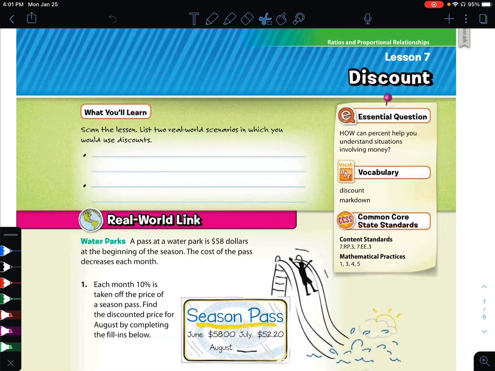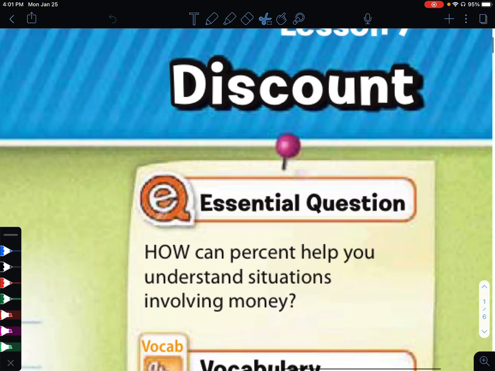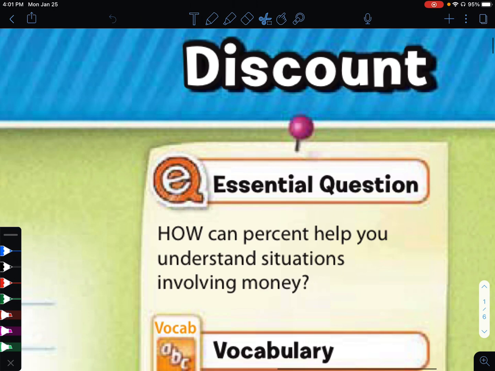Chapter 2, lesson 7. In this lesson, we are going to be talking about discount. We go back to the essential question: how can percent help you understand situations involving money?